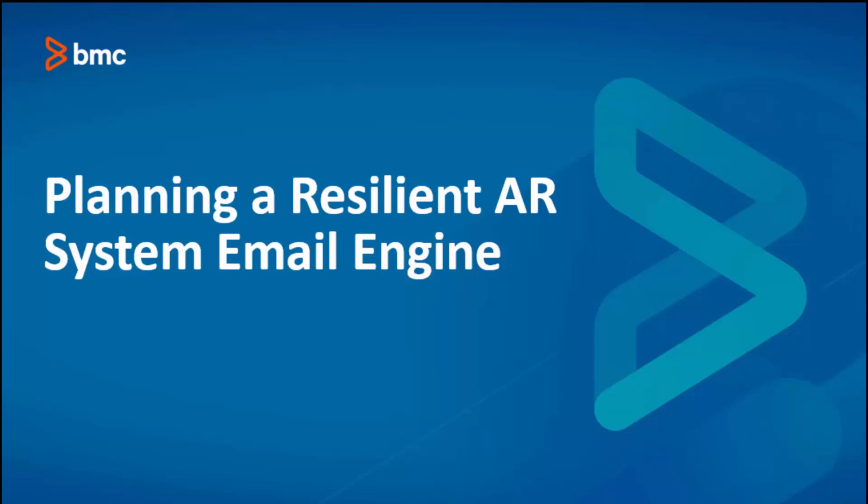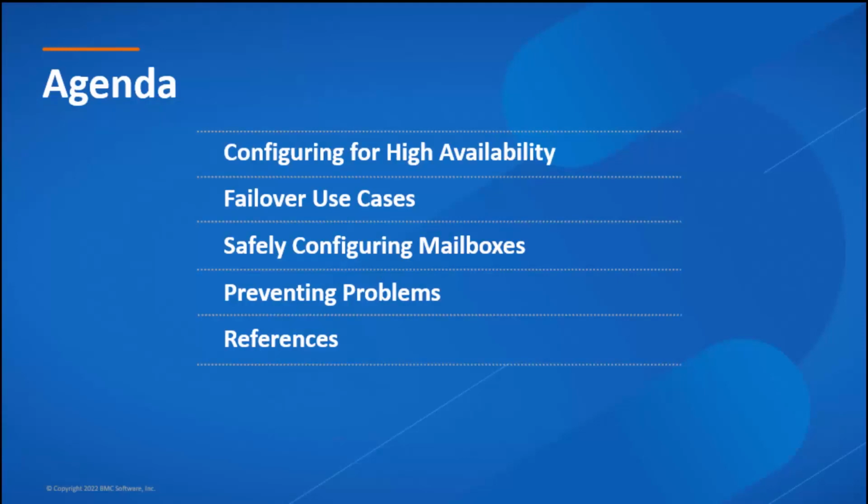Today I'm going to show you some ideas on how to prevent configuration changes from causing problems, and I'll show you how to set up and validate email engine high availability. The agenda for today is to look at configuring for high availability, and we'll look at some specific failover use cases, and then we'll talk about safely configuring your mailboxes, and we'll look at ways to prevent problems from occurring. And lastly, we'll provide some references so that you can go and do some more research on your own.